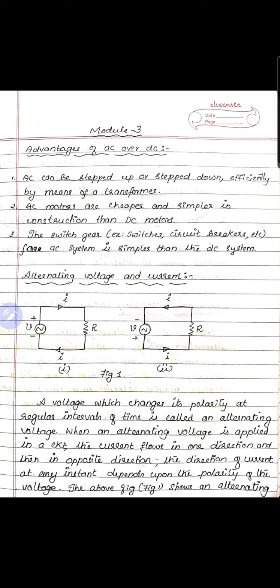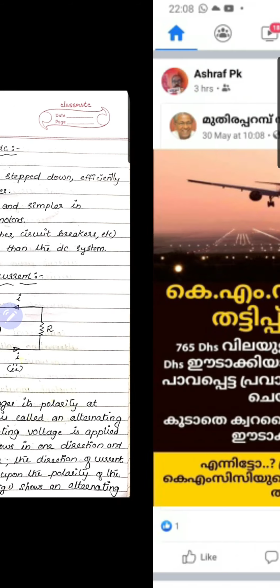If it is minus-plus, it flows in the anti-clockwise direction. We should note that current will flow from higher potential to lower potential. So this alternation is called alternating voltage or current. It is called alternating current because the current flows in alternate directions in the circuit.